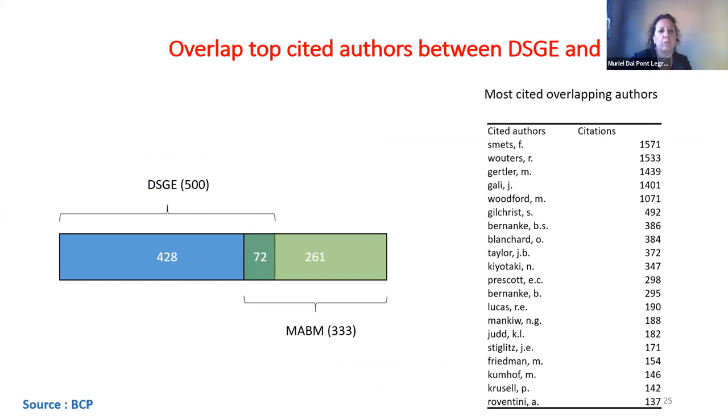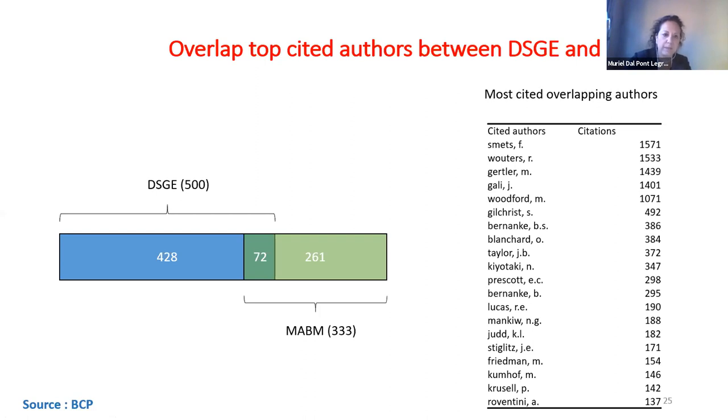The other thing we can do is to look at the top cited authors between DSGE and macroagent-based. And we can see that there is a small overlap, 72, so not many. The two literatures are still very distinct. But the most interesting thing is that if you look at those authors which are quoted by the two literatures, many are DSGE authors. If you look at the list of the first 21 names, it is only the very last one, Roventini, who is a macroagent-based modeler. The others, quoted by the two literatures, are only DSGE modelers. So the idea is that it's rather asymmetric.